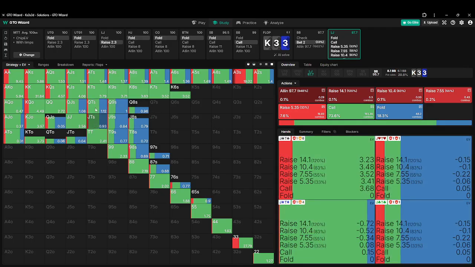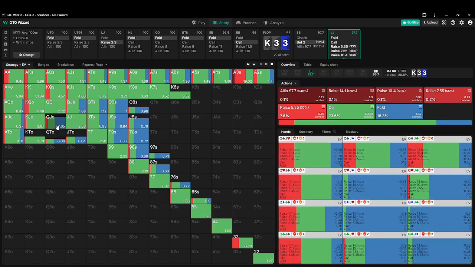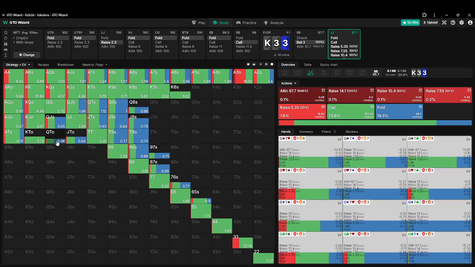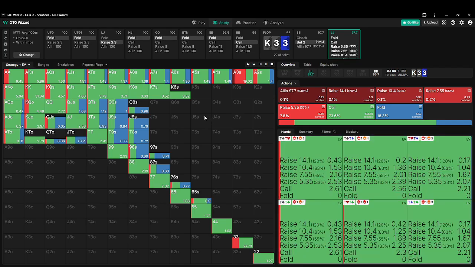And again, a similar pattern: you have some sort of backdoor draw to go with it. Say you have a double backdoor to wrap around with a king, then that's usually going to be enough equity for you to continue there. We see all the ace high is continuing as well, and the threshold is around queen ten. But if you have queen ten or jack ten for the backdoor straight, but you don't have the spade to go with it, then it's just going to be folding without that additional backdoor equity.